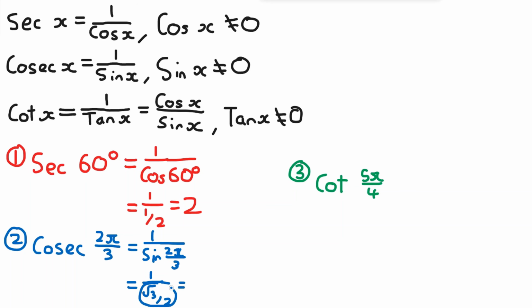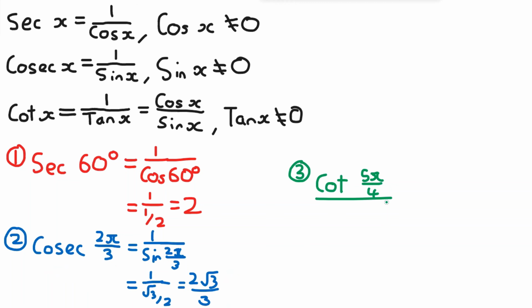So therefore this fraction will be flipped here to 2 over root 3, which if you then rationalise the denominator, it will come out as 2 root 3 over 3, like this. Cosec of 2 pi over 3 is equal to 2 root 3 over 3.